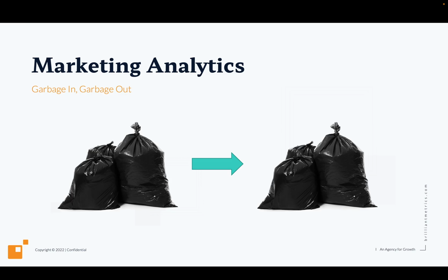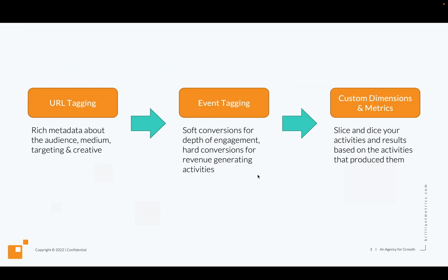That type of data that describes data is called metadata. And that's our goal, is to get as much metadata into Google Analytics as possible. So how do we do that? Well, we tag URLs, first of all, with as much information about where that traffic came from as possible. So this includes information about the audience, the medium, the targeting, the creative, and anything else that is relevant about how that link got to be in front of that particular person.